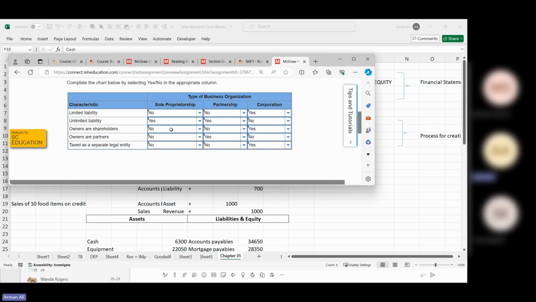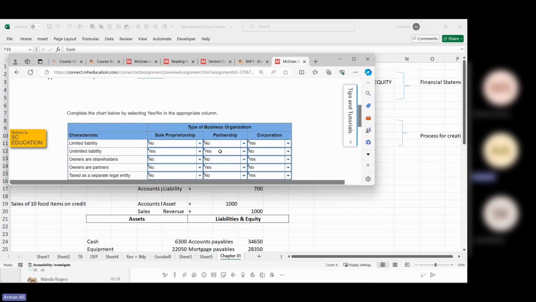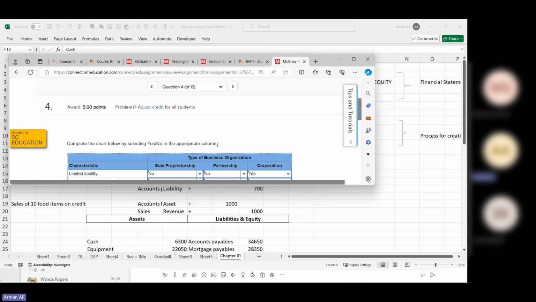Owners are shareholders. No, no, in a corporation, owners are shareholders; owners are partners only in the partnership. Taxed as a separate legal entity, only a corporation is a legal entity. Always create a corporation when you're doing your business, even if you're an Uber driver. That's a good tax advice.